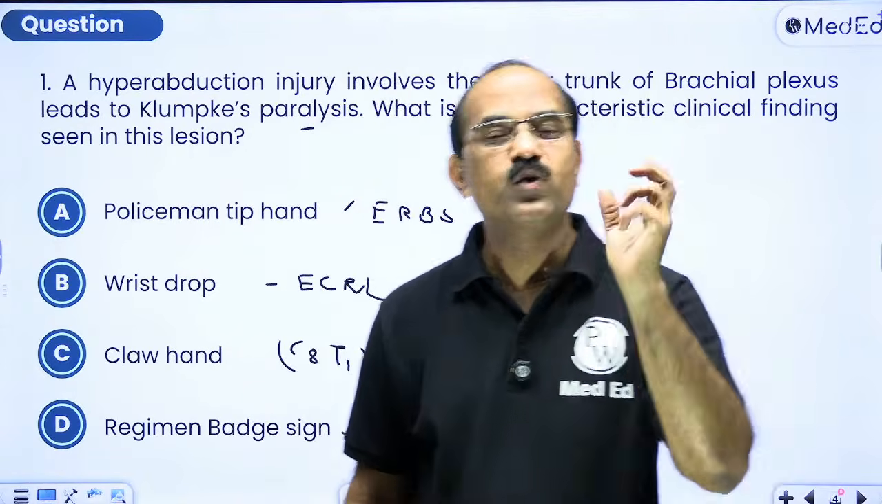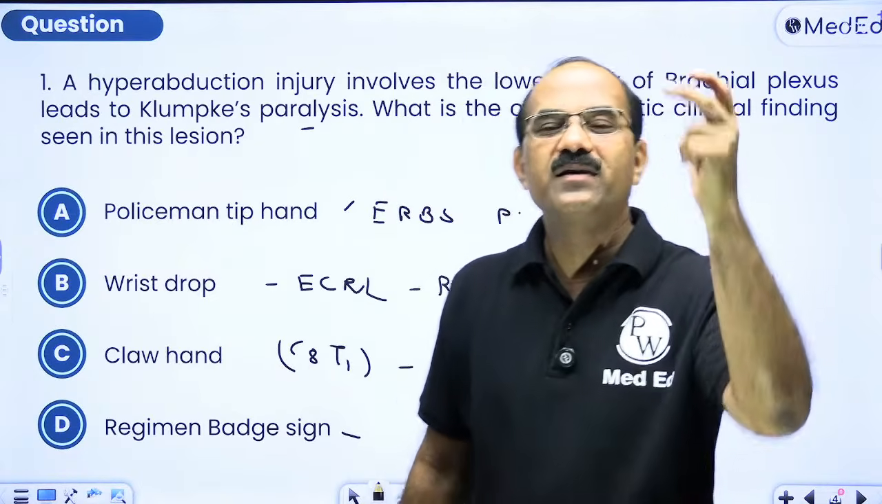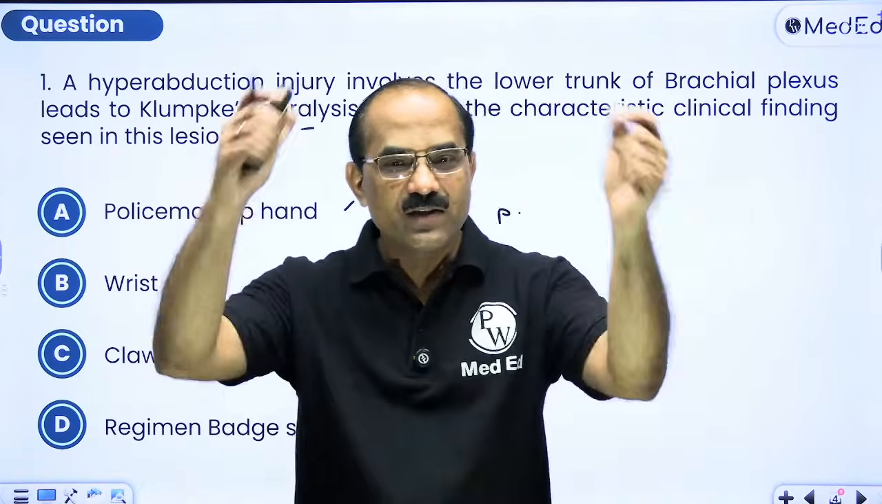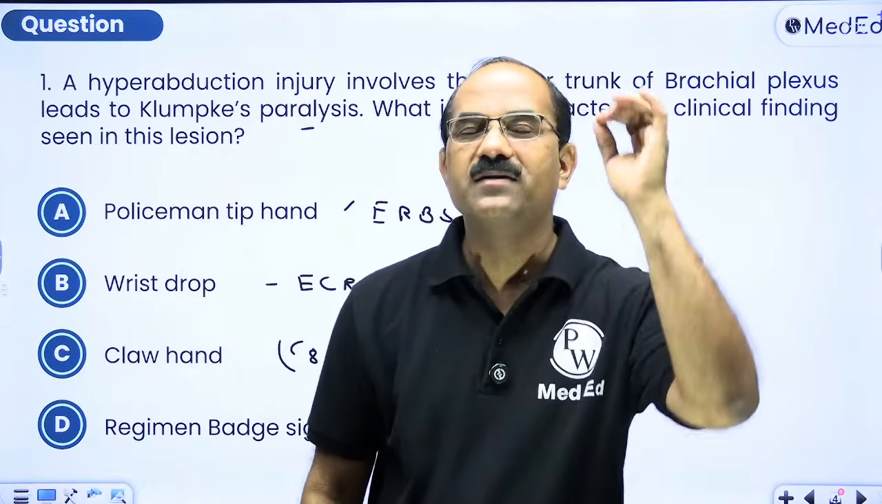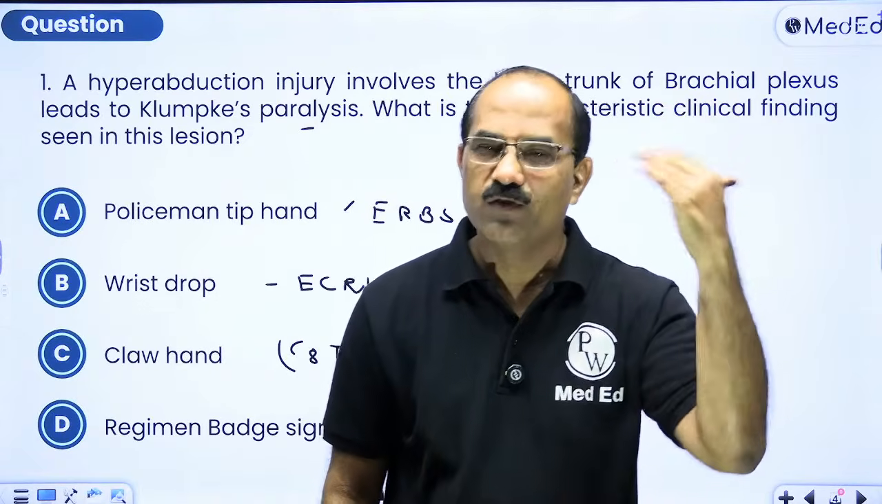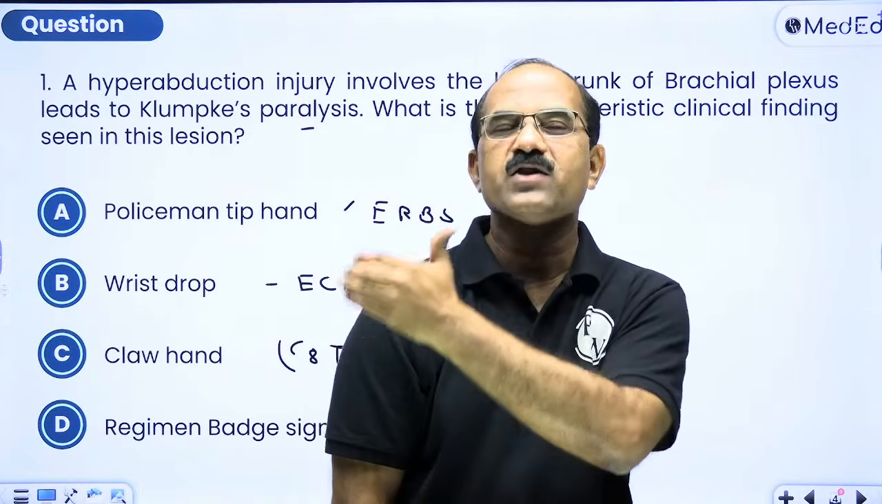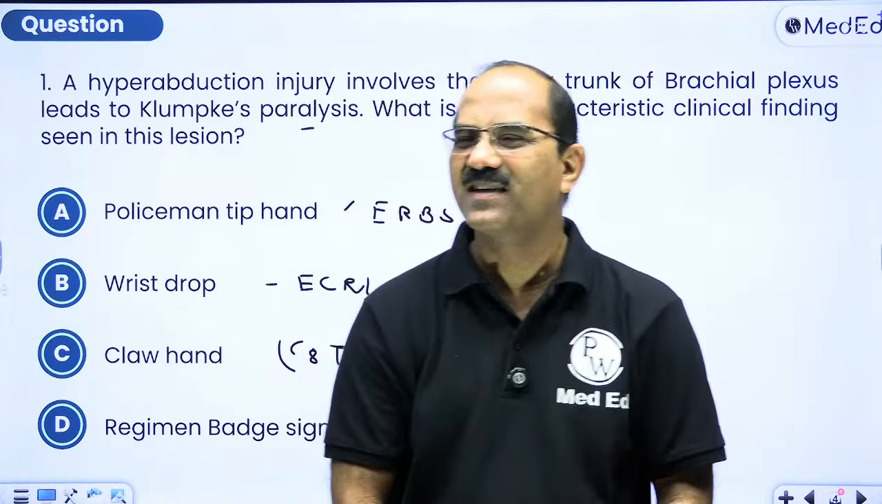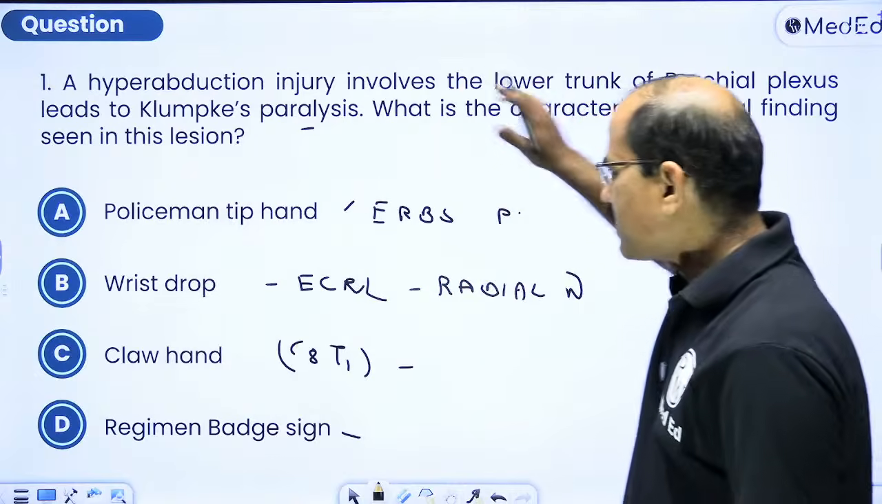Axillary nerve supplies two muscles. One is deltoid, the second one is teres minor. Yes, the deltoid and the teres minor, and it gives a branch, the upper lateral cutaneous nerve of the arm. Injury to this leads to a regimental badge sign. Excellent, very good. I hope this is clear to all of you.